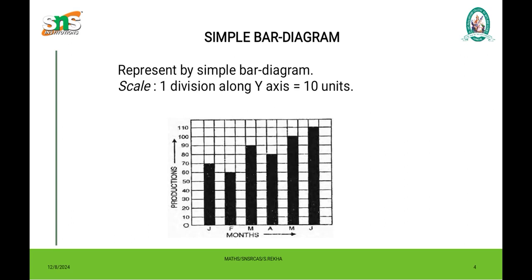First of all, represent the bar diagram in a neat way, using a pencil. We have to mention the x-axis and y-axis. On the x-axis we put the month, and on the y-axis we represent the production. I can give the heading also. Months distributed are January, February, March, April, May and June.